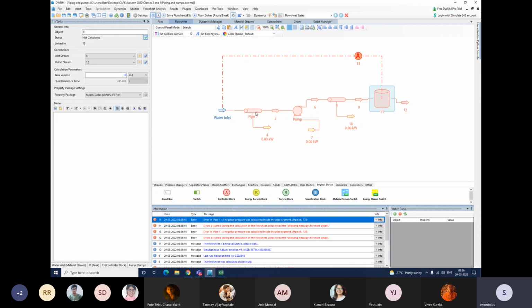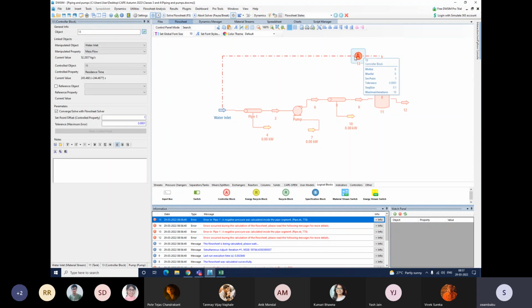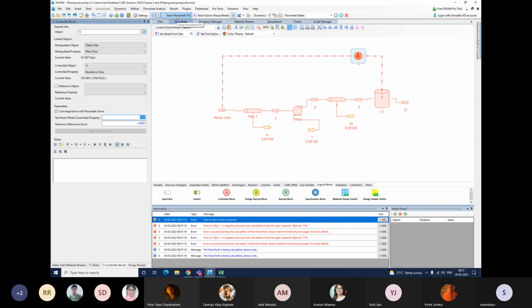If I have to handle that, then I need a bigger pipe. So maybe I will set this as... the set point is 1 second, it took. What's happening?